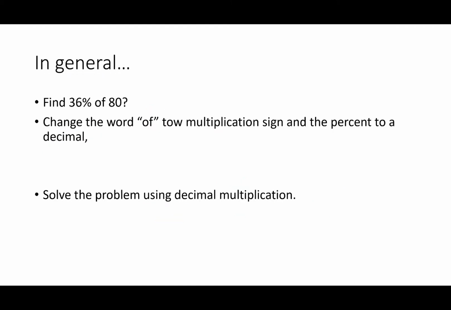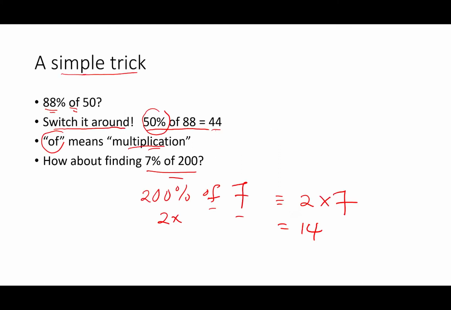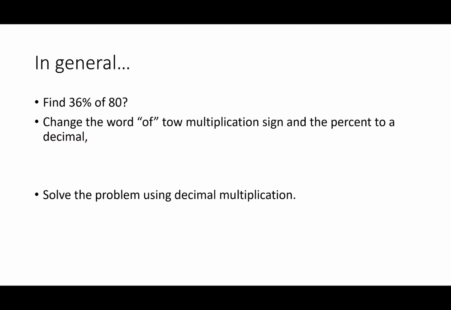Okay, now in general, this simple trick here is easy when you are given easy numbers to work with. But in general, how would you do that? For example, to find 36% of 80, right? 36% of 80. In general, how should you do it? Again, it involves 2 steps. Okay, 1 and 2 here. First one, you change the word "of" to a multiplication sign, and the percent to a decimal.